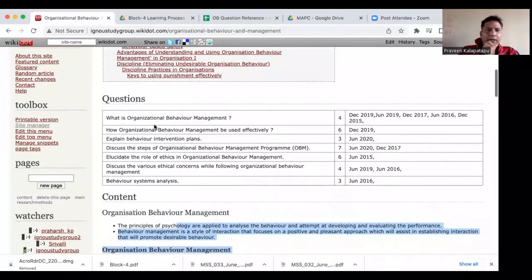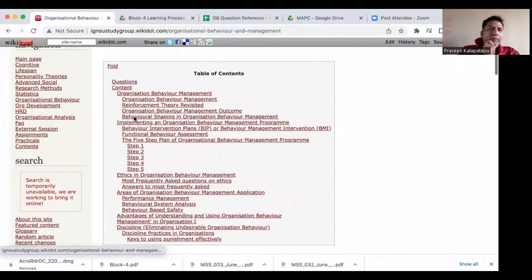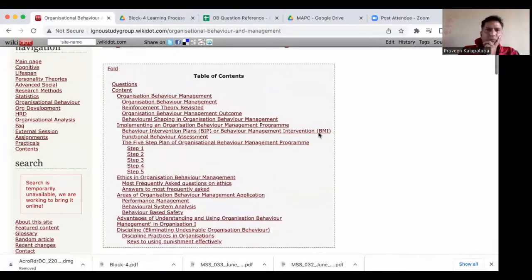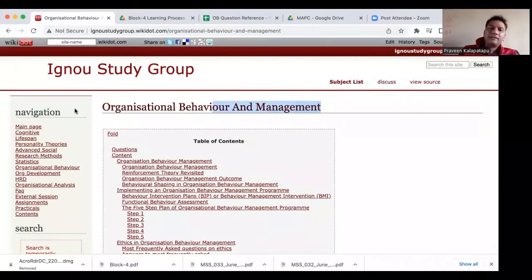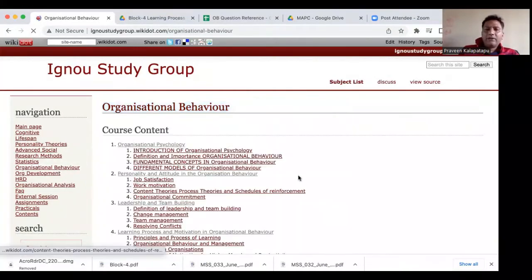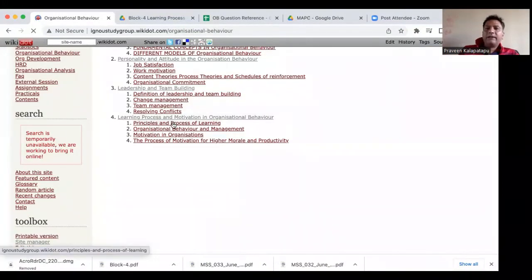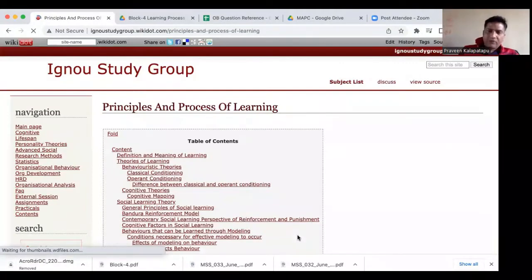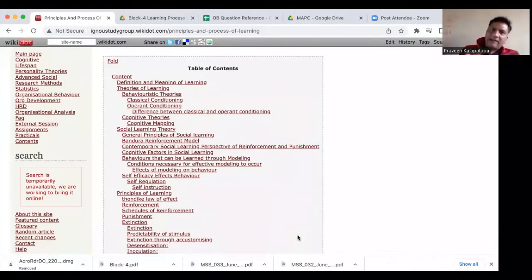Hello. Today we are going through Block 2, Unit 2, which is talking about organizational behavior and management. This is very much in continuation with what we have learned, which is learning. In learning, just to set the tone for OBM, I'm giving a quick recap here. We learned theories of learning.